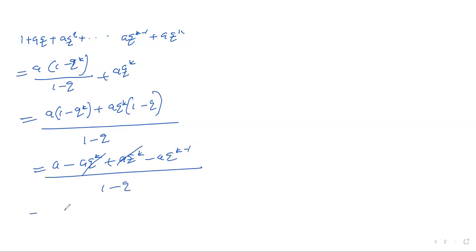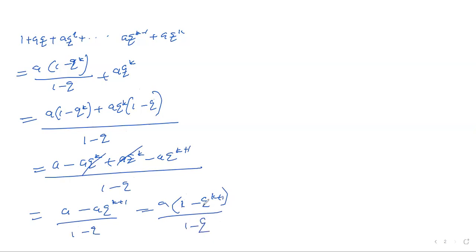What we'll be having here is a minus aq to the, this is k plus 1 actually, because k plus 1 is k plus 1. So aq to the k plus 1 all over 1 minus q. So this equals a times 1 minus q to the k plus 1 over 1 minus q. So how does this formula look?